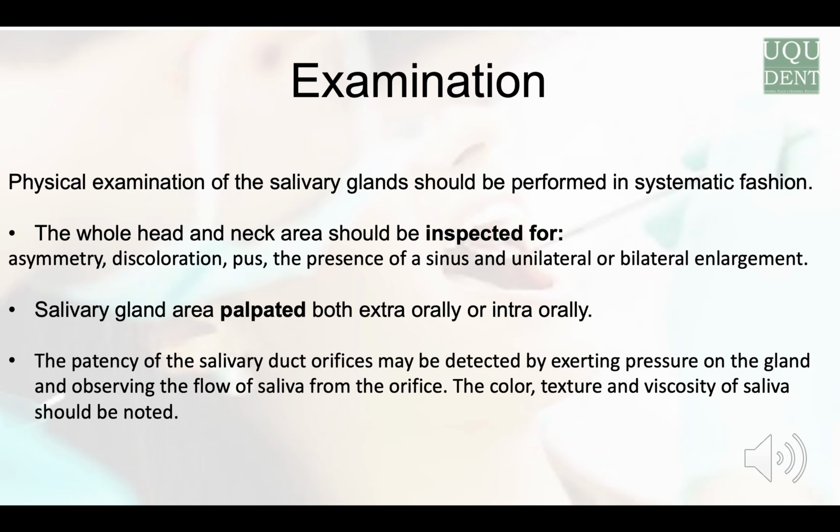After you take your history, you need to do a physical examination of the salivary gland, and it should be done in a systematic fashion. The whole head and neck area should be inspected. You should look for any sign of asymmetry, discoloration, pus, presence of a sinus tract, and any unilateral or bilateral enlargement. After the inspection, you need to do palpation, both extraorally and intraorally.